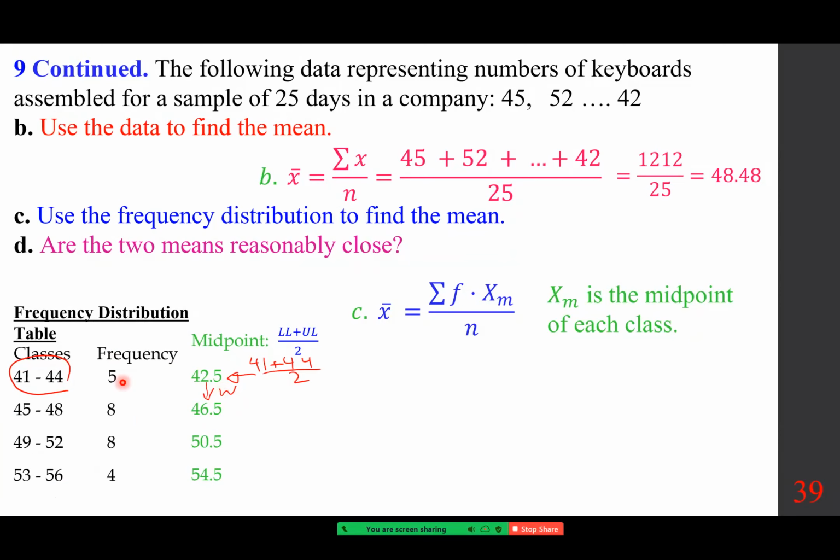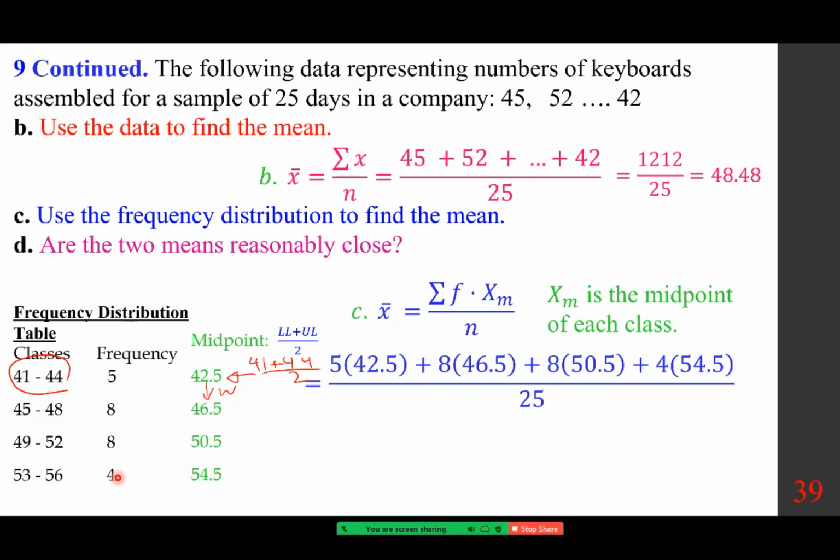And so now we're going to multiply 5 by 42.5. That's the meaning of this. Add it to 8 times 46.5. Add it to 8 times 50.5. Add it to 4 times 54.5. And divided by n. And we have the summation of that already, which is 25, or add them up, it's 25. And when we calculate this, we get 48.26.